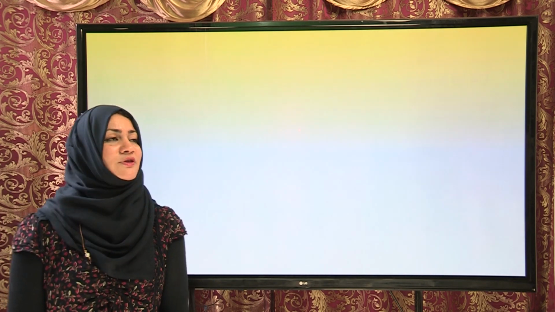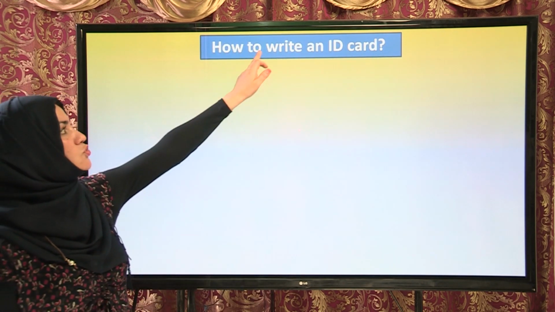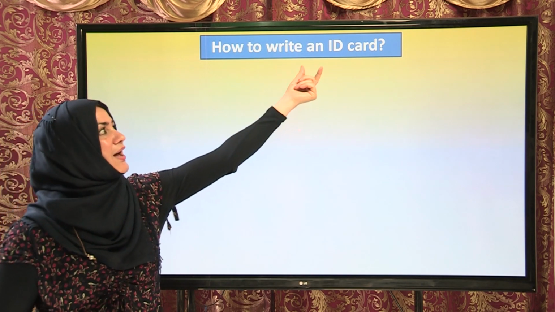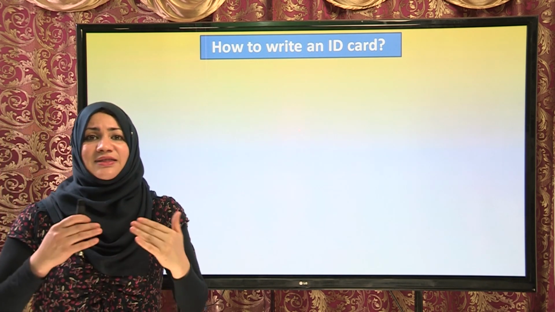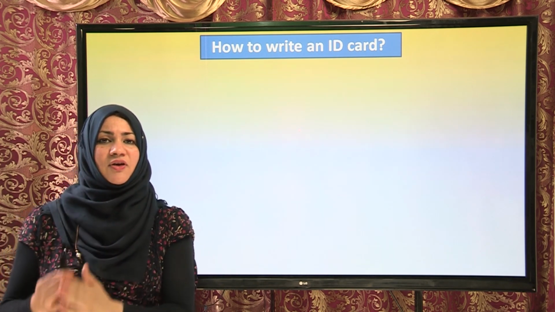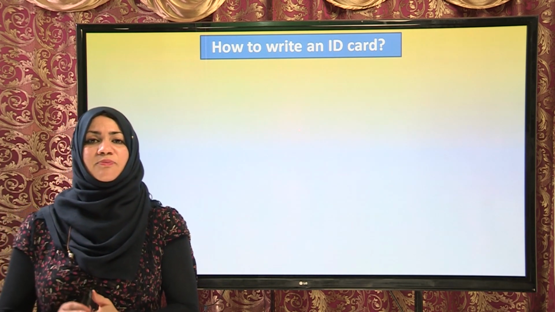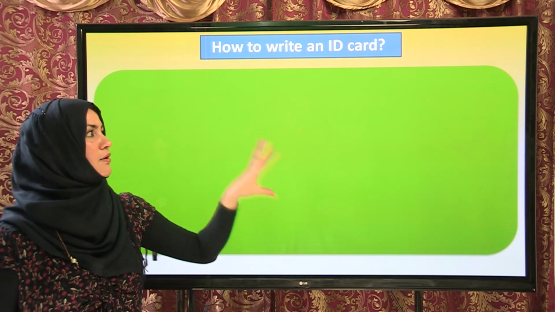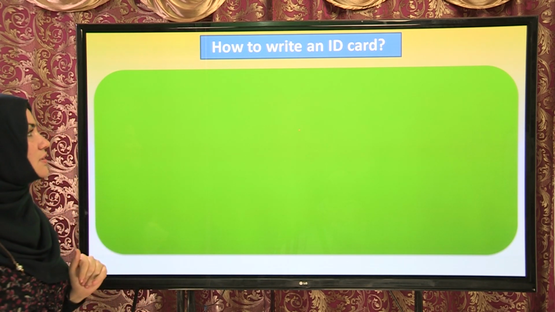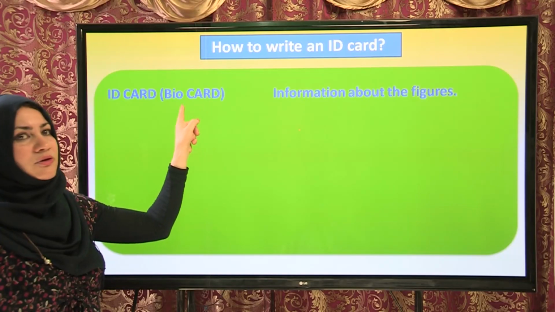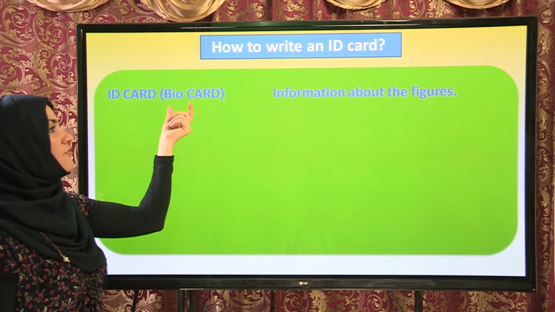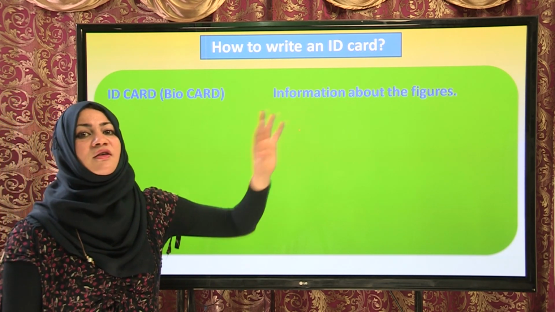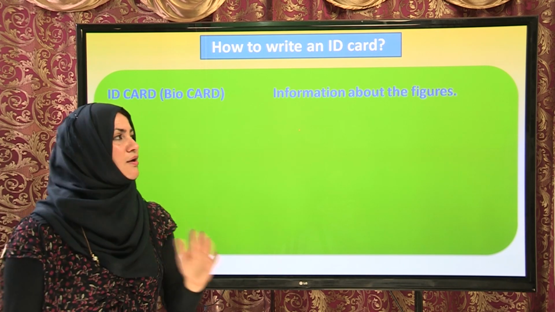Let's move together to the next point, which is how to write an ID card about any famous figure, any person. What does it mean, ID card? Identity card, information about any famous or important figure, any important person. This is our card. The information inside it will be about the ID card or bio card. What does it mean, bio card? Biography. It's information about a person.